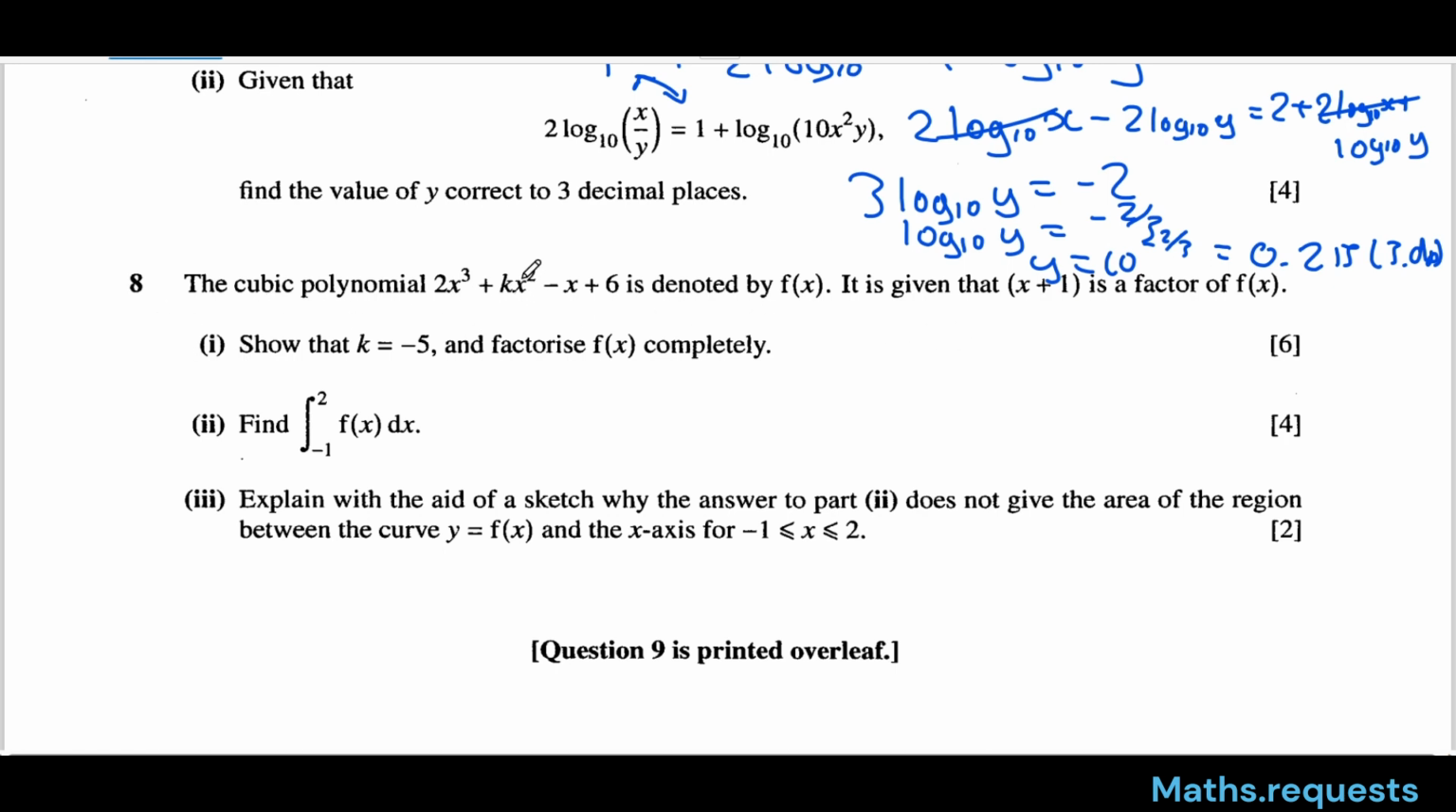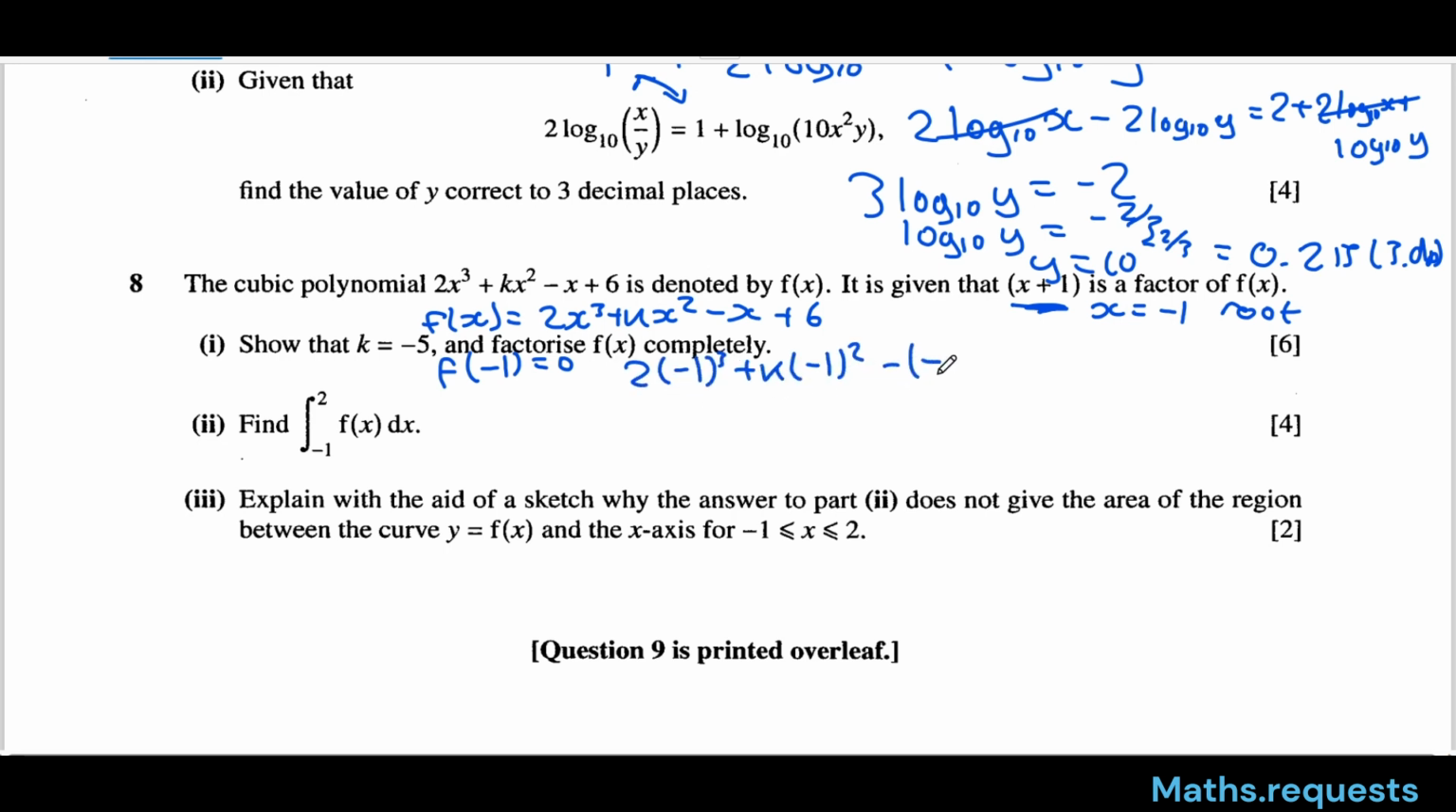Okay, so the cubic polynomial 2x cubed plus kx squared minus x plus 6 can be denoted by f of x. It is given that x plus 1 is a factor of f of x. Okay, so let's denote it as f of x. F of x equals 2x cubed plus kx squared minus x plus 6. So if x plus 1 is a factor, it means x equals minus 1 is a root. So that means f of minus 1 equals 0. So we can plug these values in. So 2 times minus 1 cubed plus k times minus 1 squared minus minus 1 plus 6 equals 0. So then we can get k plus 5 equals 0, k equals minus 5.